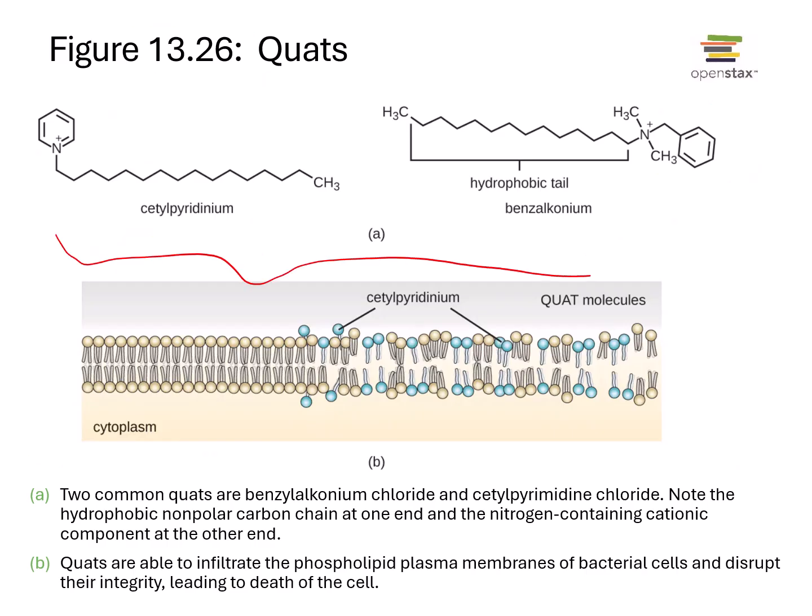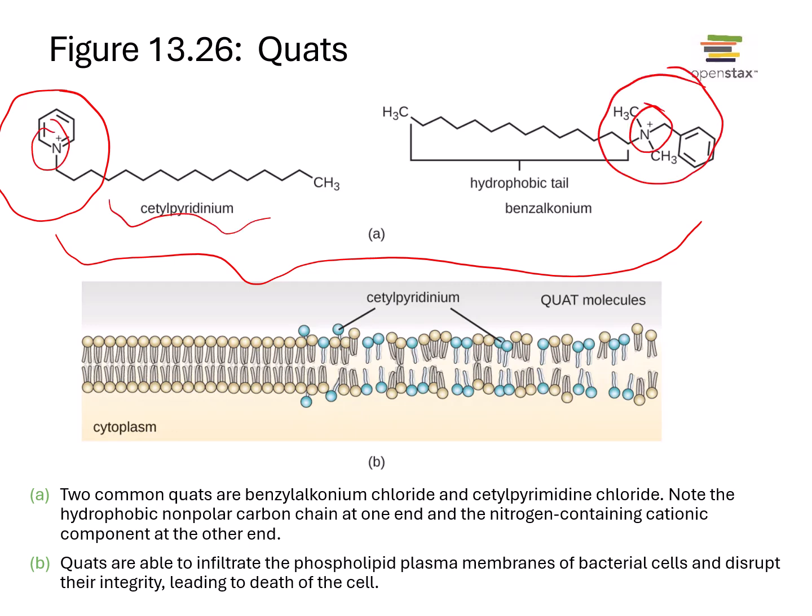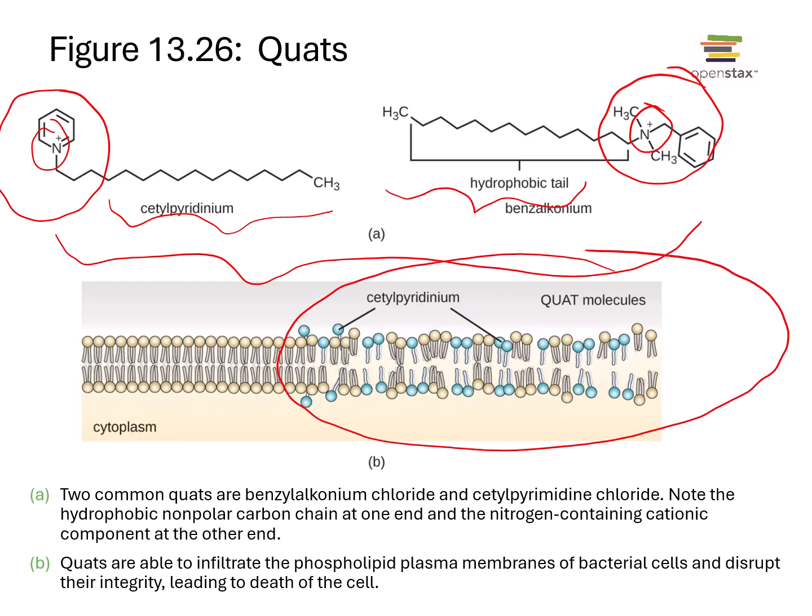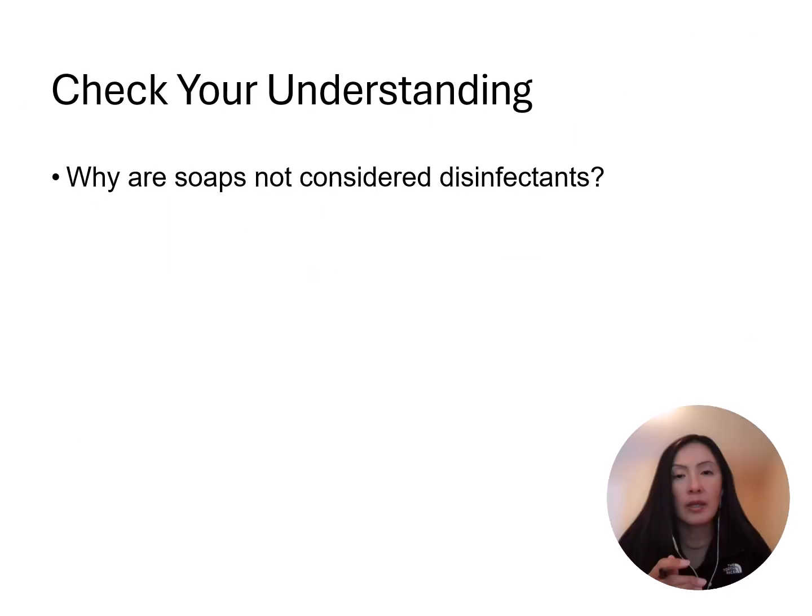Here we have some examples of quats with their cationic end. This is the water-loving positively charged portion, and then our non-polar ends. And these disrupt cell membranes. So they're effective again against bacteria, fungi, protozoa, and enveloped viruses that have a lipid membrane, that lipid envelope. Again, they're not effective against endospores or non-enveloped viruses that don't have a lipid envelope, that are just surrounded by a protein shell. Why are soaps not considered disinfectants?